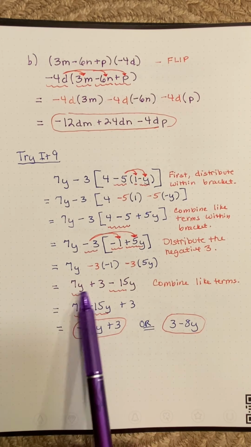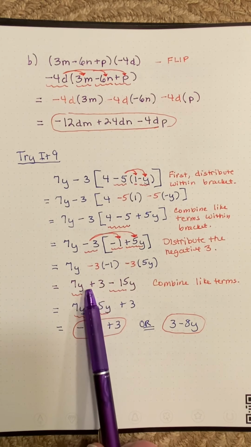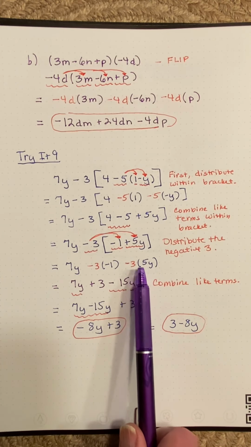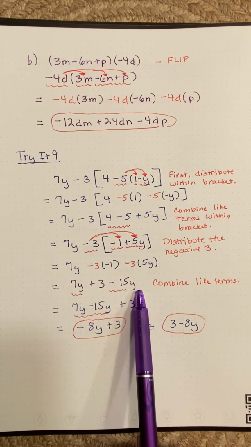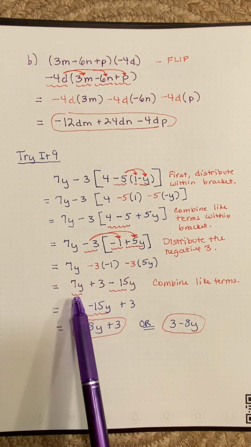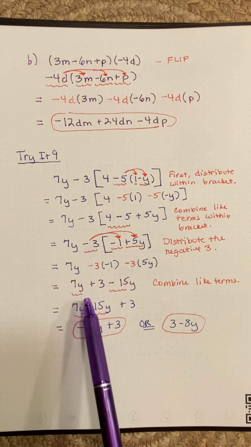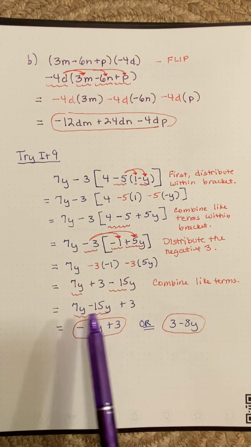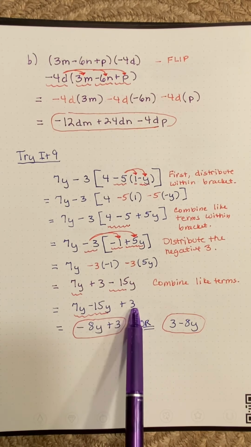So I keep my 7y. I do this. Two negatives make a positive, so it's positive 3. A negative and a positive make a negative. I multiply my constants, negative 15y. Now I combine like terms. And remember, you always list the constant with the variables first, and you leave the plain constant dangling at the end. So I just rearrange it. 7y, negative 15y, positive 3.